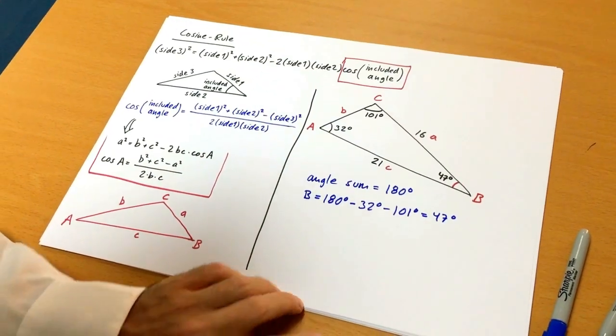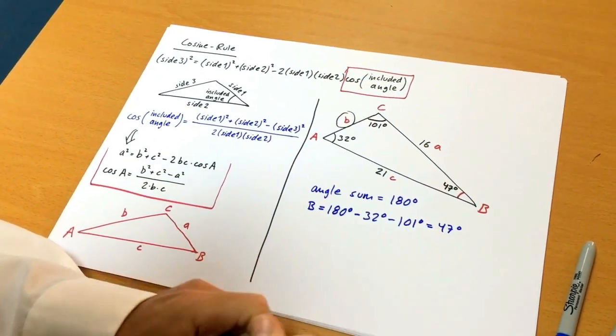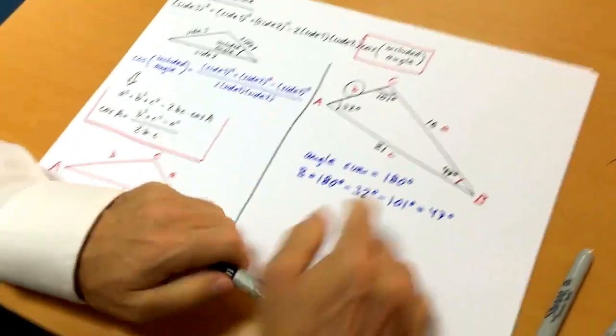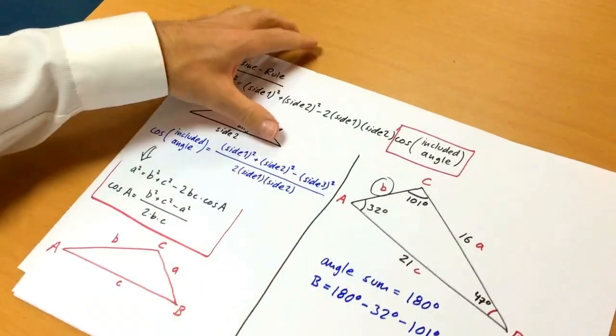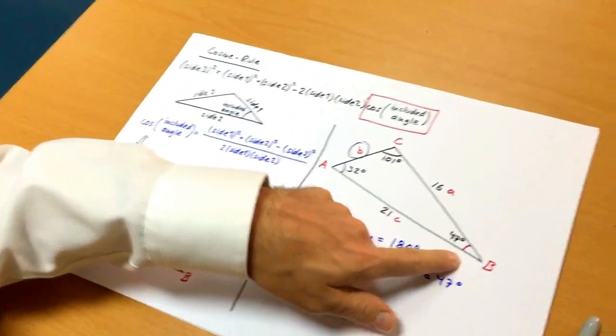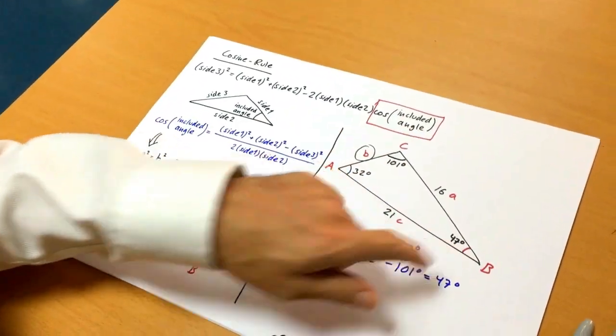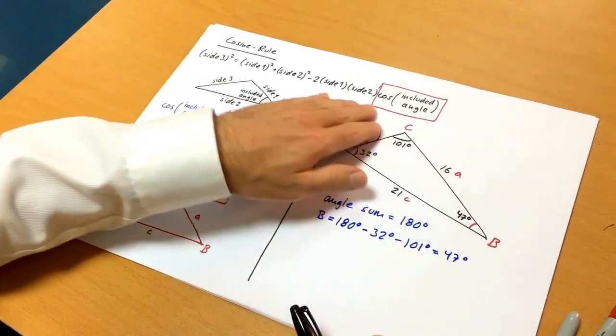Okay, however, what is the length of my b here? I still don't know that. Well, look at this now. My angle 47 is included between 21 and 16. So this is creating almost like a sandwich on both sides of this angle B here. So let's try to find it using the cosine rule.